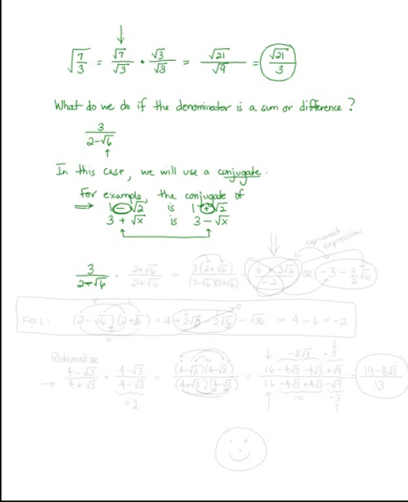If we want to rationalize our denominator, we're going to multiply both the numerator and denominator by the conjugate. So the conjugate of 2 minus square root of 6 is 2 plus the square root of 6. And we're going to multiply both the numerator and the denominator by that conjugate.